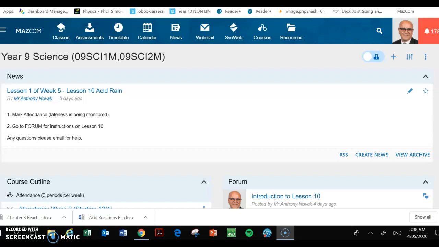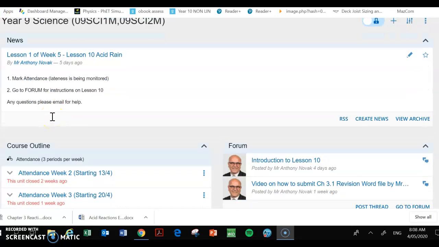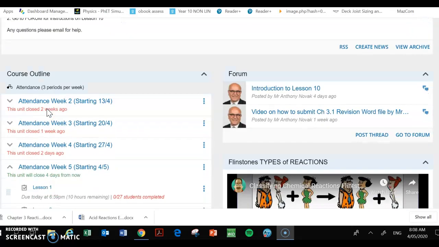So we're on to lesson number 10, the last section of chapter 3.2, and this is on acid rain. Yes, there is such a thing. When it rains, it actually is made up of acid. So it happens mostly in Gippsland here in Victoria, and you'll learn about that.